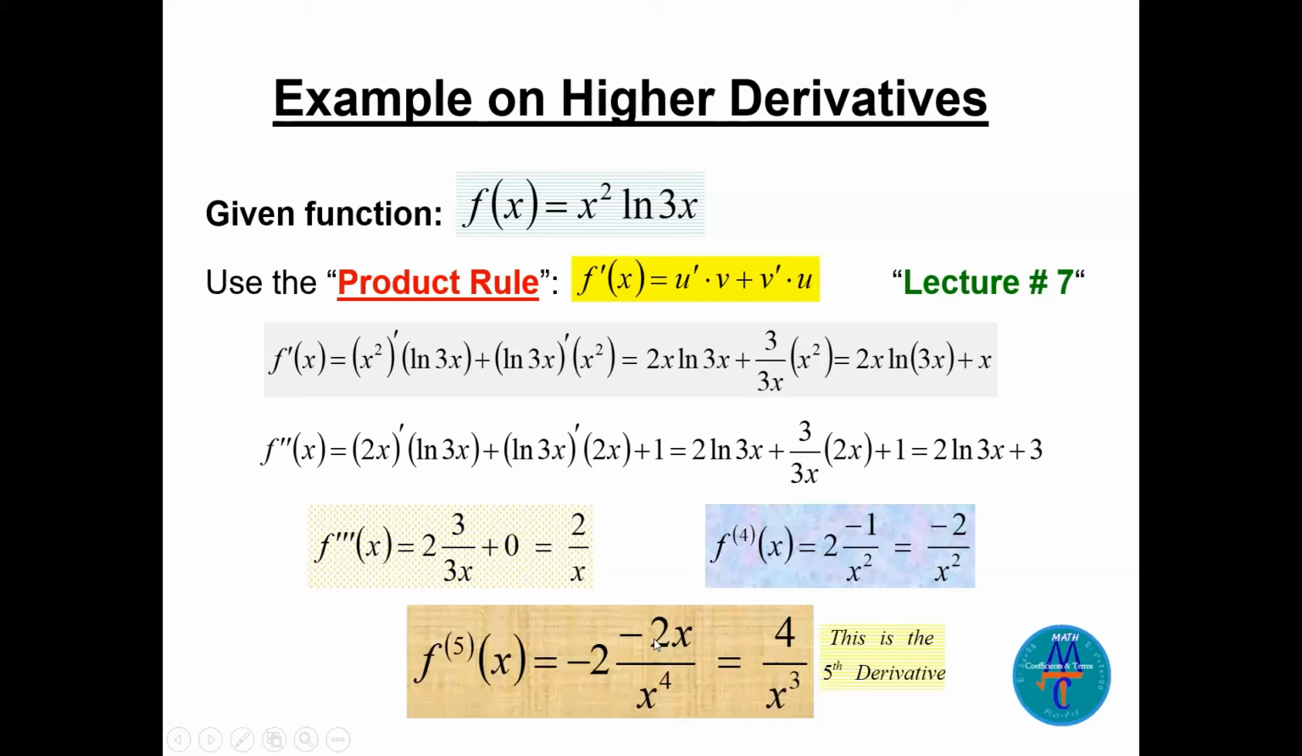So the derivative will be minus the derivative of the denominator, minus 2x, over the denominator squared, which becomes x to the power 4. Minus 2 times minus 2 becomes 4x. You can cancel here 1x. You get 4 over x cubed. And this is the fifth derivative of the function f.